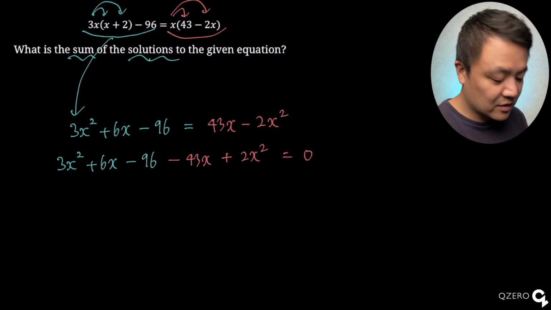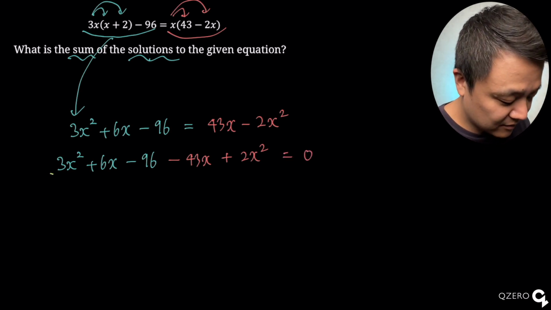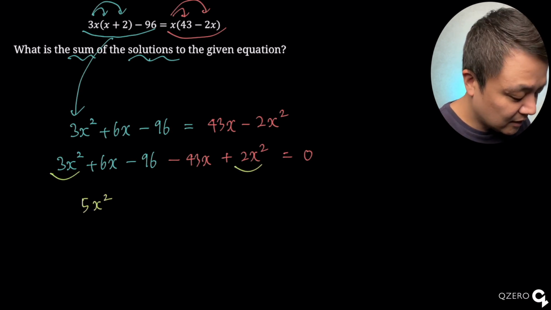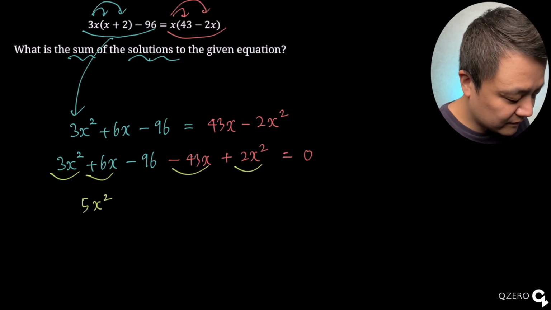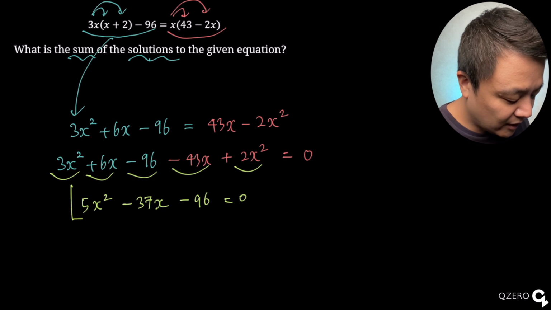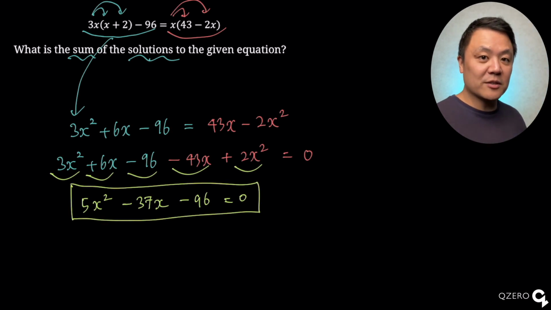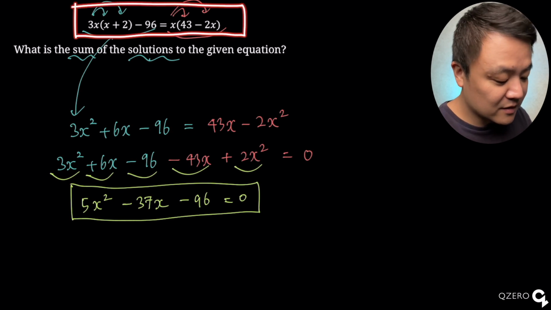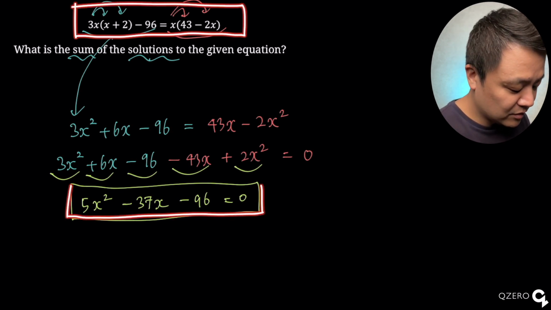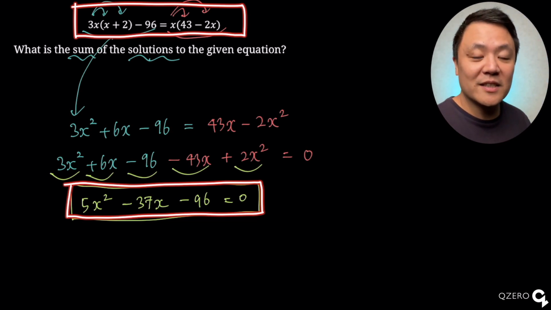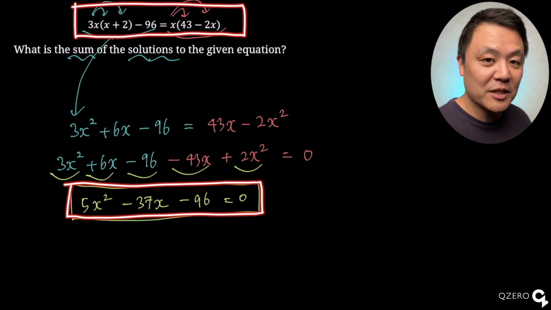Then why don't we just collect all the like terms? So quadratic terms, we have 5x squared. And linear terms, we have negative 37x. And we have only one constant term. So we have a quadratic equation. So finding the solution to the given equation is nothing but the same thing as finding the solution to this quadratic equation. The remaining part of the job is just to solve this quadratic equation.